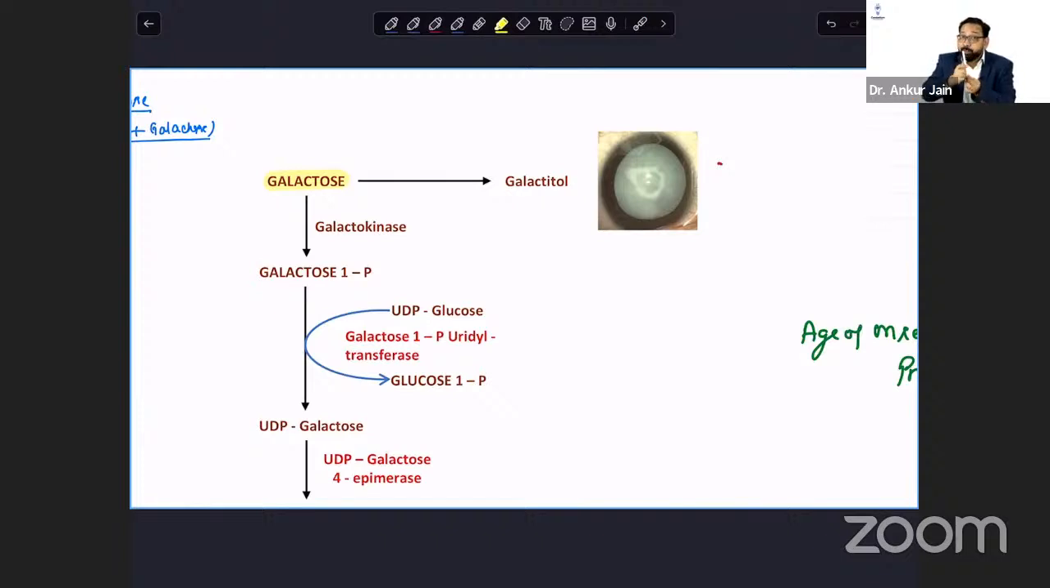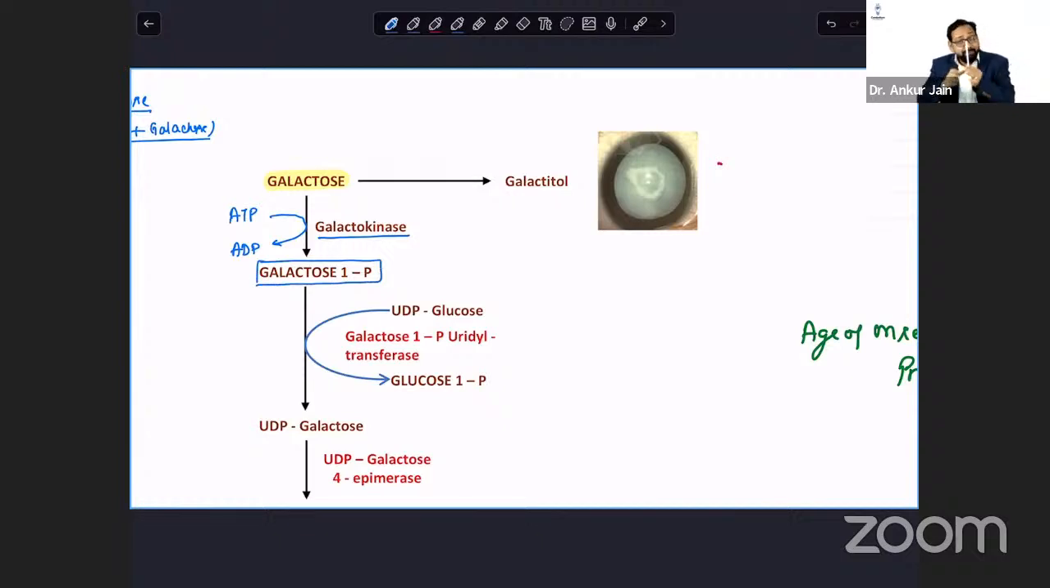That's why first of all, we will activate this galactose by galactokinase. You all know all kinases are transferases. All kinases require magnesium as cofactor. Whenever a kinase is used, either ATP is used or produced. In this, ATP is used to convert to ADP, and galactose 1 phosphate is produced.